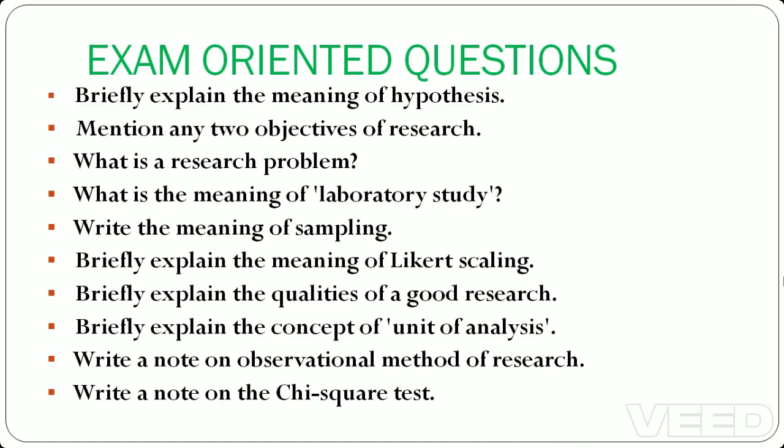So starting with the first slide, there are some basic questions given here. Explain the meaning of the hypothesis. As you all know, the meaning of the hypothesis is very significant if you're a student of business research. Apart from that, there are questions like objectives of research, research problem. What is the meaning of research problem? Laboratory study, meaning of sampling, meaning of Likert scale, qualities of good research, concept of unit of analysis, observational method of research, and a note on chi-square test.